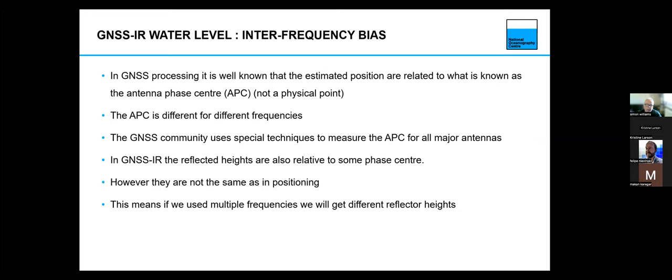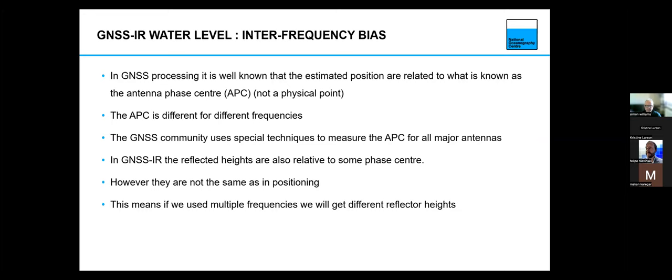Okay, the next thing we have to worry about is interfrequency bias. So in GNSS processing, it's well known that the estimated positions are related to what is known as the antenna phase center, which is an electronic point, not a physical point. And the APC is different for different frequencies. In the GNSS community, they've used special techniques to measure that APC for all major antennas, and they have files, the IGS ANTEX files, that tell you what those APCs are for the antennas.